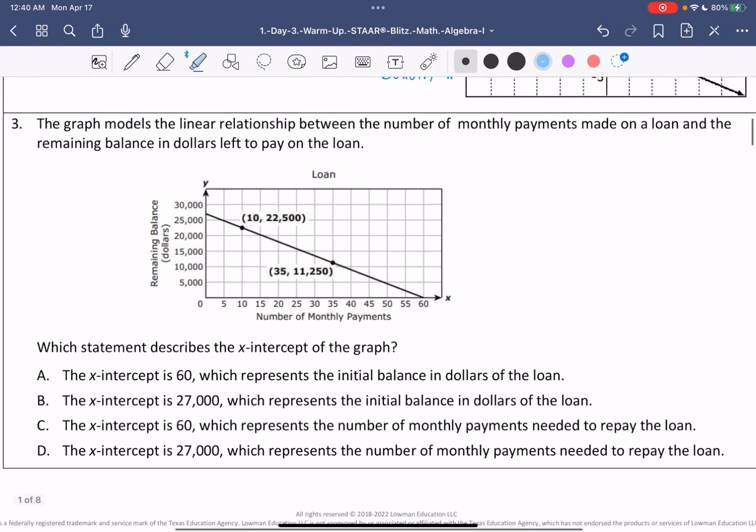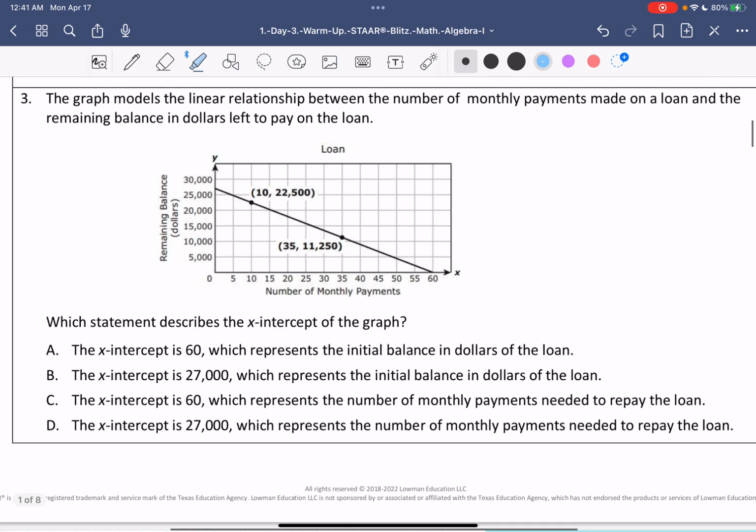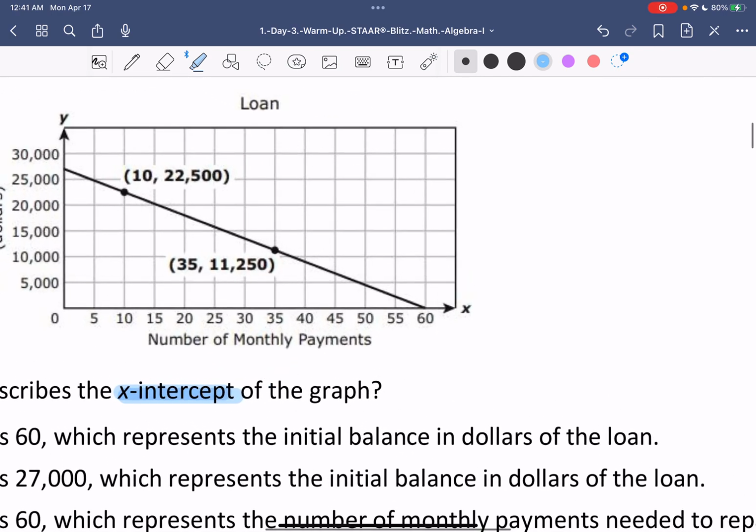All right, the graph models the linear relationship between the number of monthly payments made on the loan and the remaining balance of dollars left to pay on the loan. Which statement describes the x-intercept? Okay, so I'm going to go find the x-intercept. Well, the x-intercept is on the x-axis. Okay, so in this case, it is 60. So the number is 60. So we need to make sure we're choosing an answer choice with the number 60.